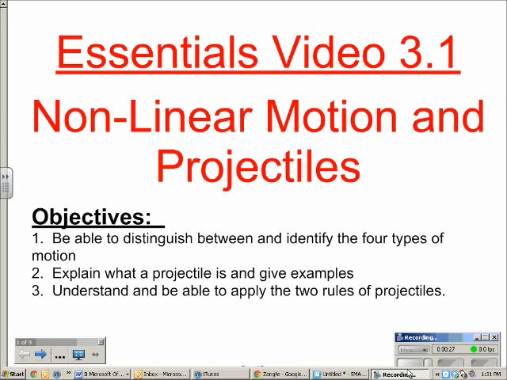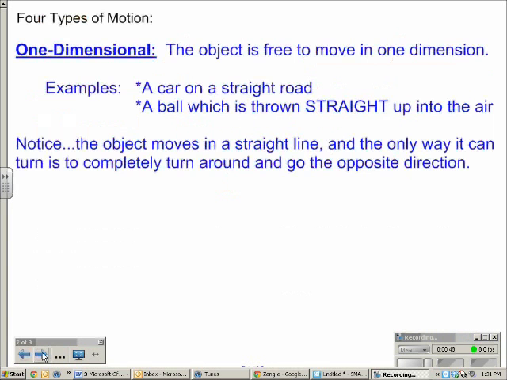So here we go, objectives. By the end of this video, you should be able to do these three things. You should be able to distinguish between and identify the 4 types of motion outlined here in the video. Secondly, you should be able to explain what a projectile is and give some examples. And thirdly, you should be able to understand and apply the 2 rules of projectiles.